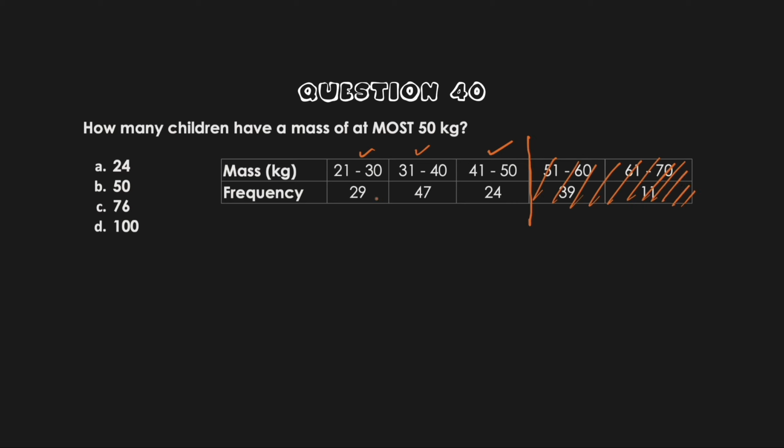We don't need these here. So that means that in order to figure out 50 or less, or in other words, 50 at most, we would say 29 plus 47 plus 24. So if I add 4 plus 7 plus 9, when I add those together, I'll get 20. So put the 0 here, put the 2 here. So then we have 2 plus 2 is 4 plus 4 is 8 plus 2 is 10. So 100. So we have 100 children that have a mass of at most 50 kilograms.